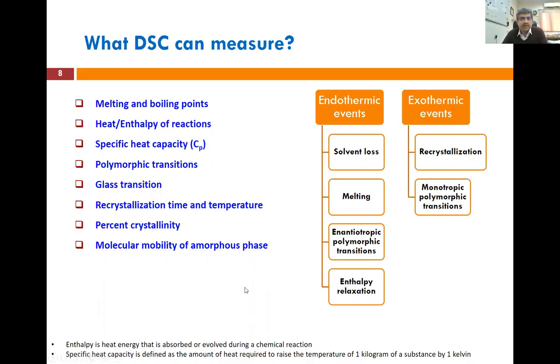Just for the benefit of understanding, enthalpy is heat energy that is absorbed or evolved during a chemical reaction, and specific heat capacity is defined as the amount of heat required to raise the temperature of 1 kilogram of a substance by 1 Kelvin.